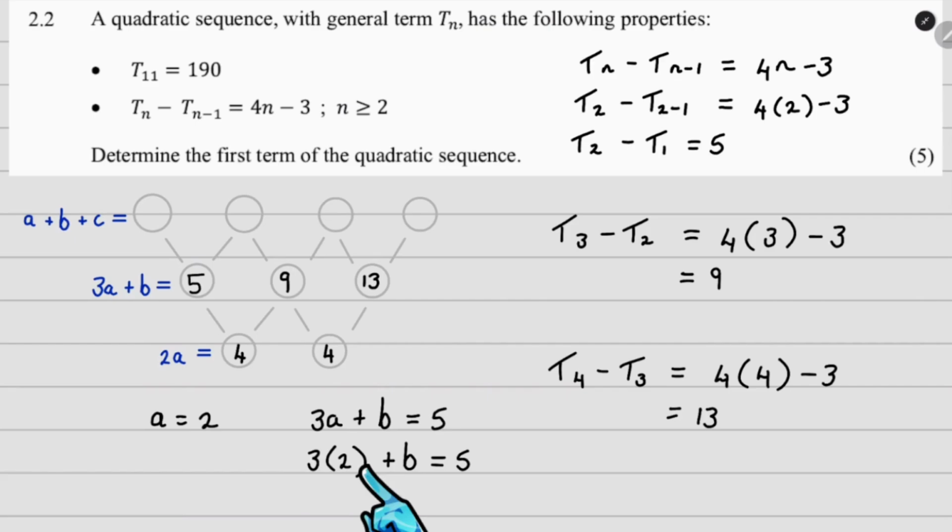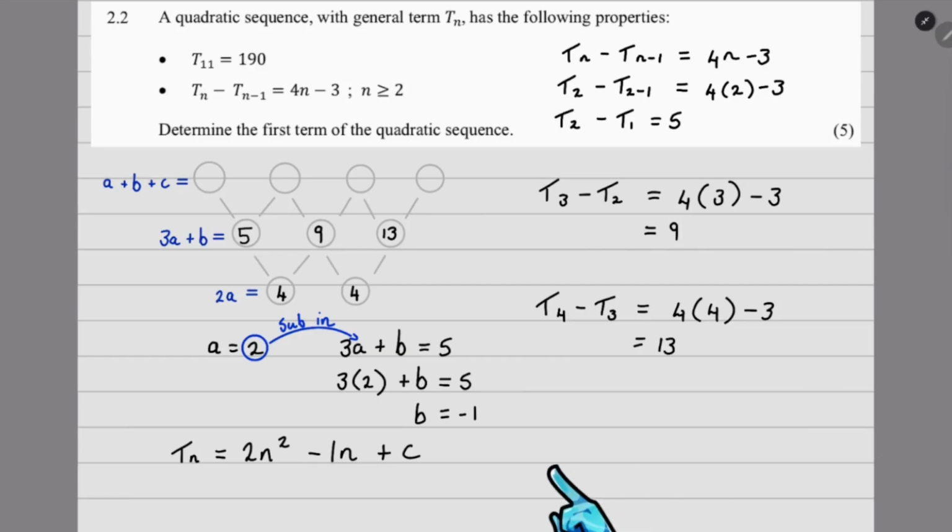3 times 2 is 6. If I move that 6 over, it becomes minus 6. And 5 minus 6 will give me negative 1. And then I just fill that into the placeholders of A and B. This 1 doesn't even have to be here, so we can get rid of it. And now we're running into a bit of a problem. We don't have the C value, and we have no way of getting it from this.